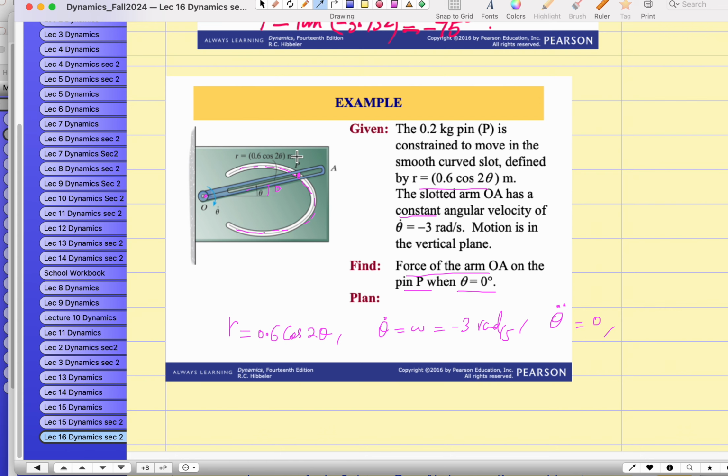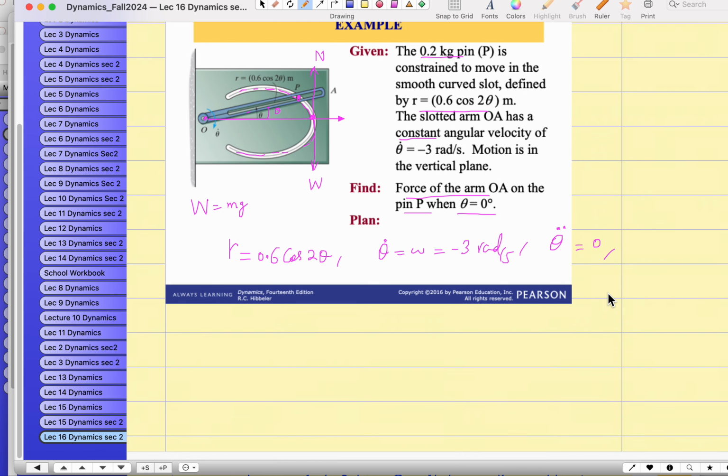If I draw this line here, this is the slotted arm, and theta is 0 at this position. The pin will experience a normal force, and this is the vertical force downward, gravity, W equals mass times gravity.